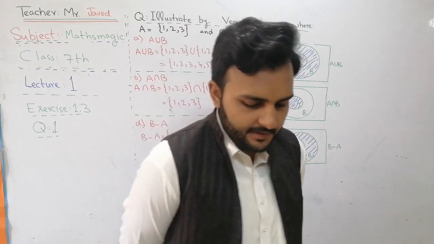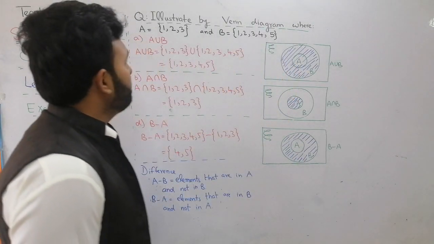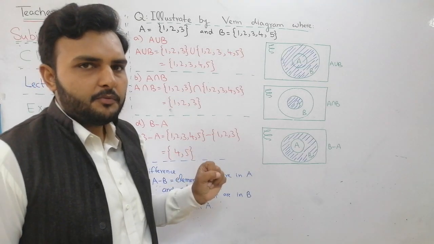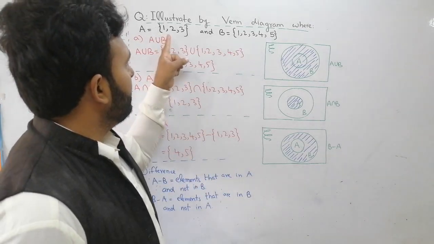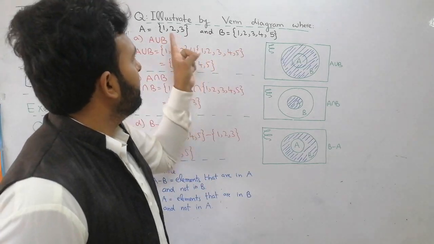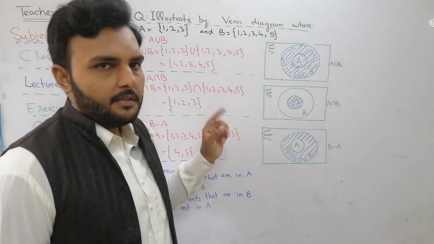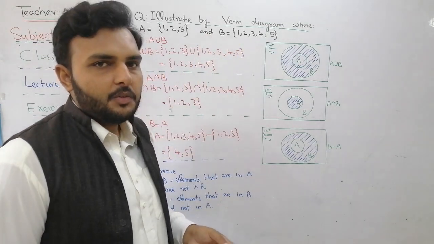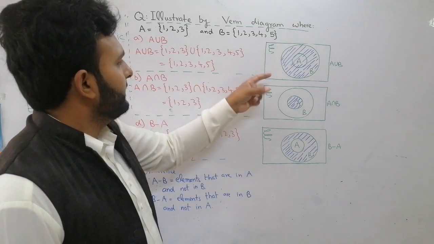Like this, if question number 1 is illustrated by Venn diagram when A and B. Students, we have to focus that all the elements of A are present in B. 1, 2, 3, 1, 2, 3. So A is the subset of set B. Clear? So we will make Venn diagram like this.